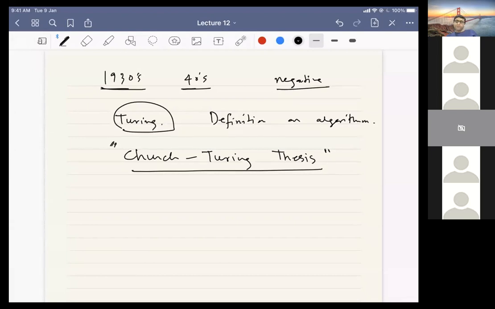We will talk about it in the next class on Thursday. So we'll stop here. I think this is the end of the class. But we will talk about the Church-Turing thesis in detail in the next class. And we will have our quiz in the next class as well.